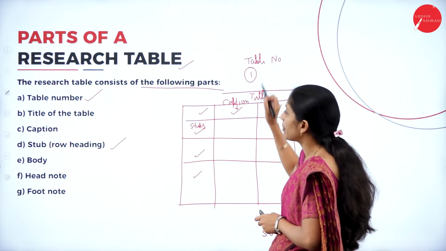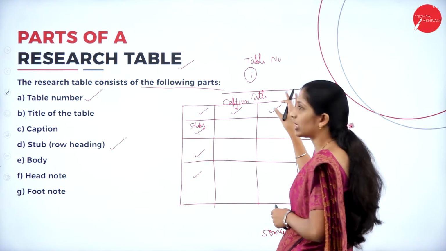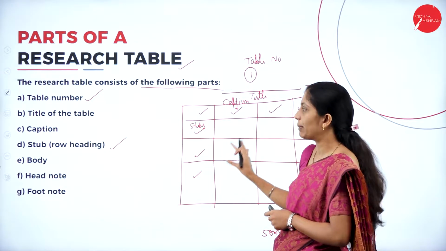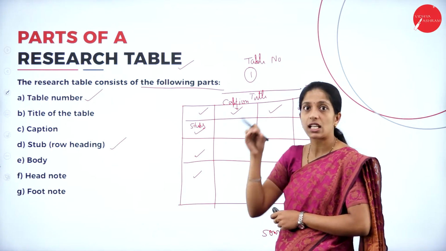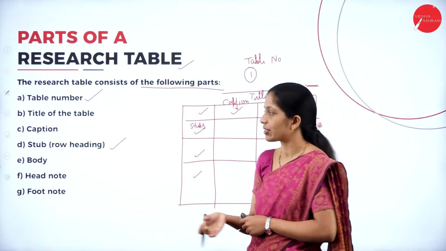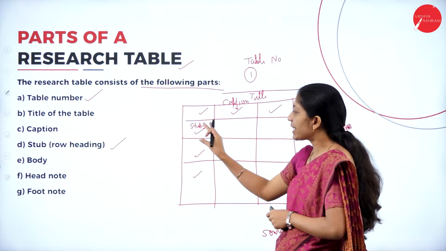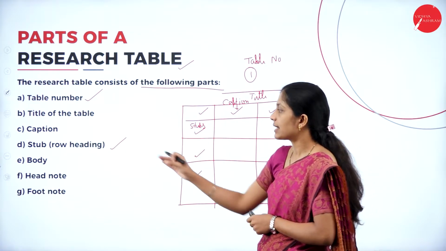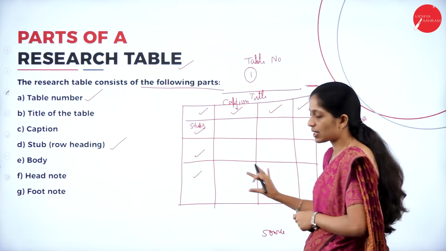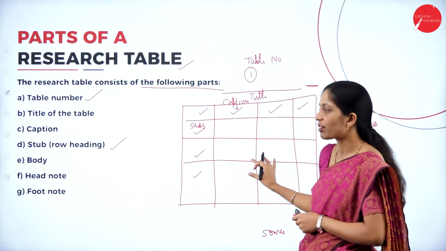So it should have a table number, it should have a title of the table which represents the whole table, then it should have the captions for each and every column, in the sense what each and every column represents. Next, stubs, the headings of each and every row, what each and every row identifies. Next, the information filled inside is known as the body of the table.